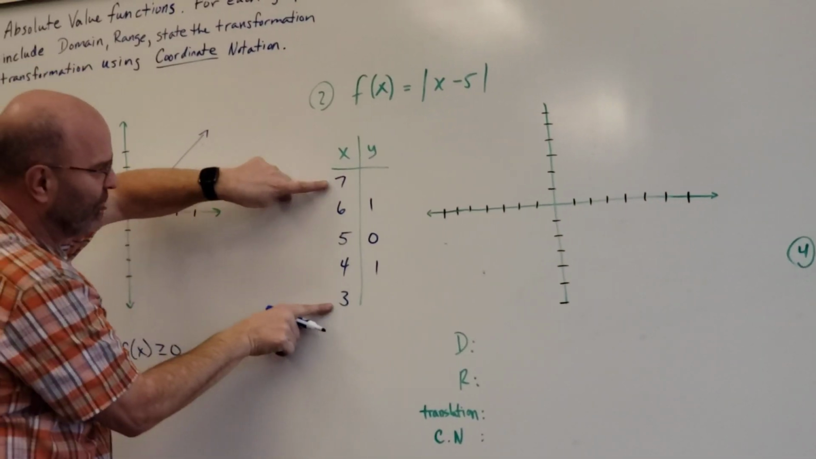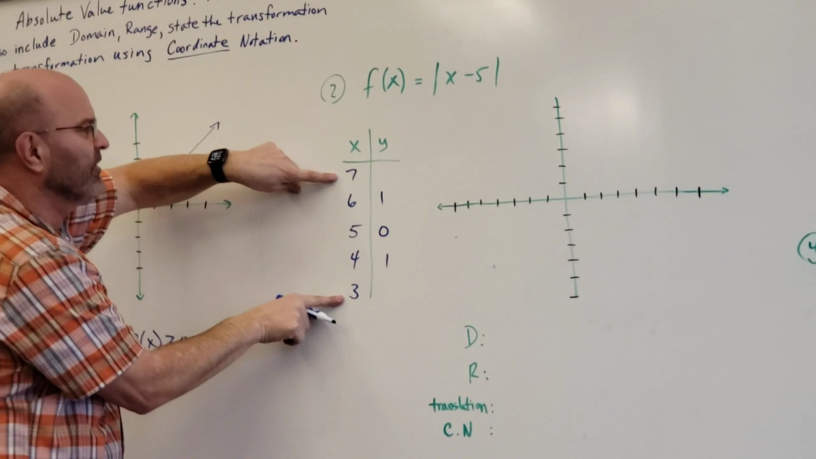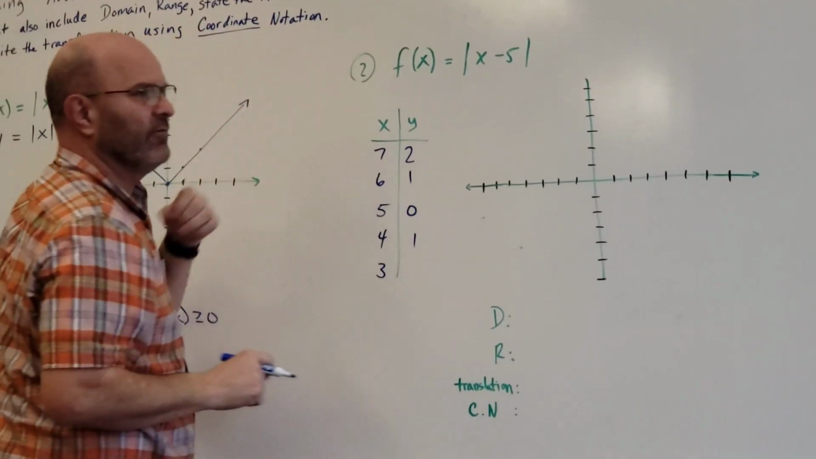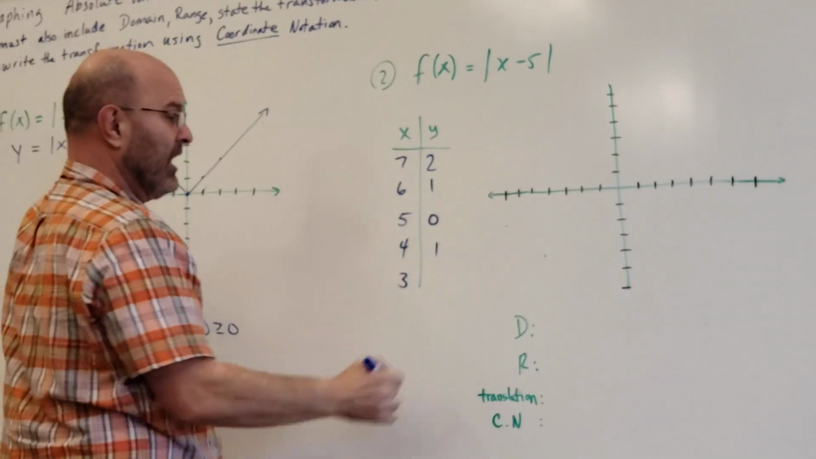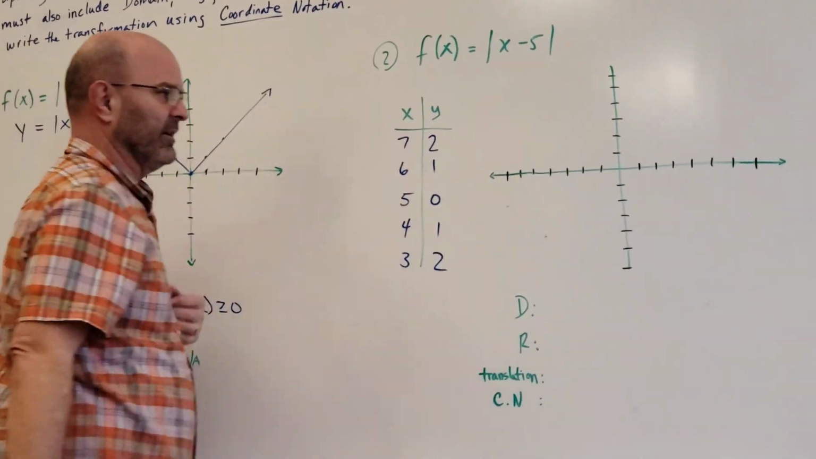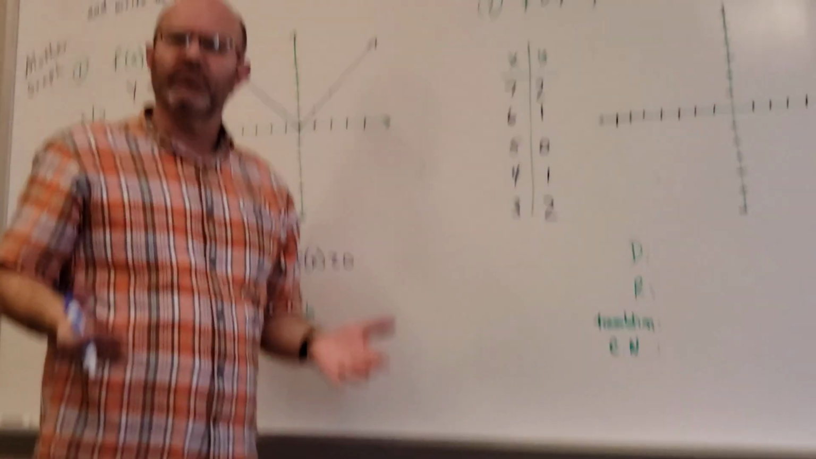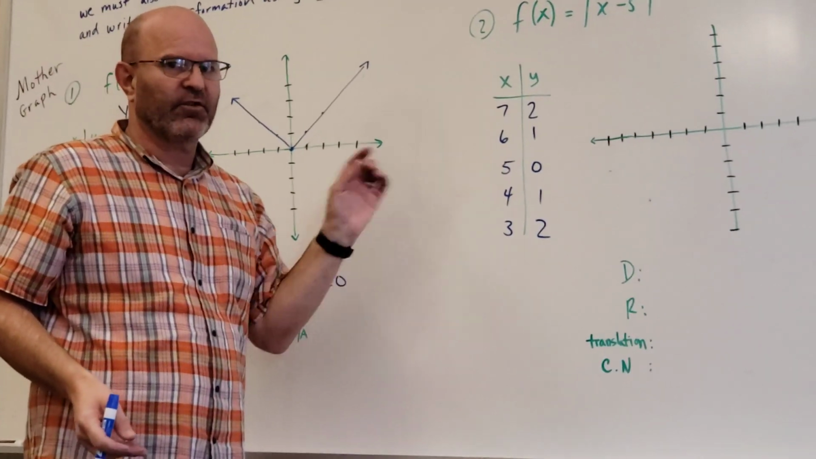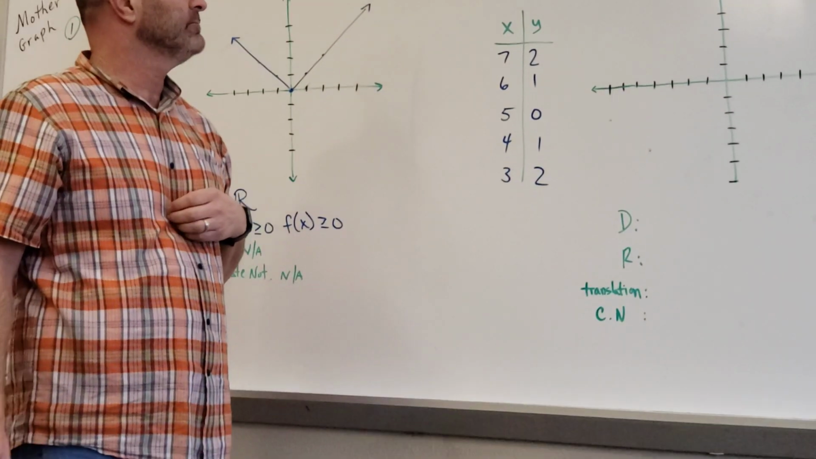Guess what? These two output values are going to match too. Because 7 minus 5 is 2, and the absolute value of that number is 2. So likewise, I'll get a 2 on the bottom. The output values will come very quickly as long as you choose your first 5 points correctly. That's the most important part.